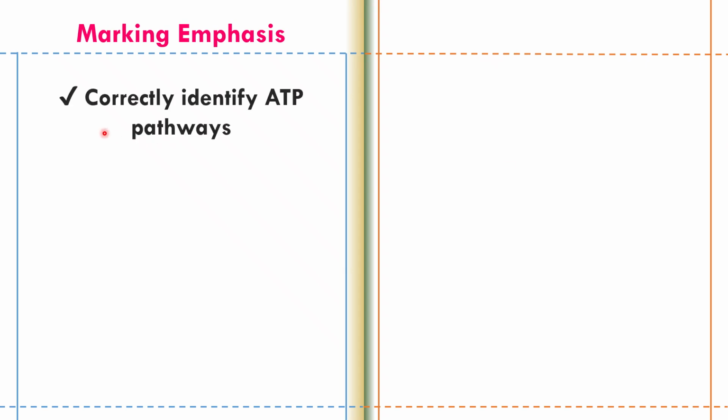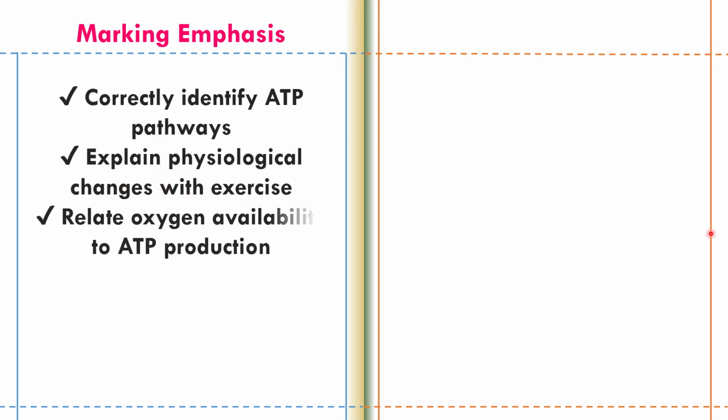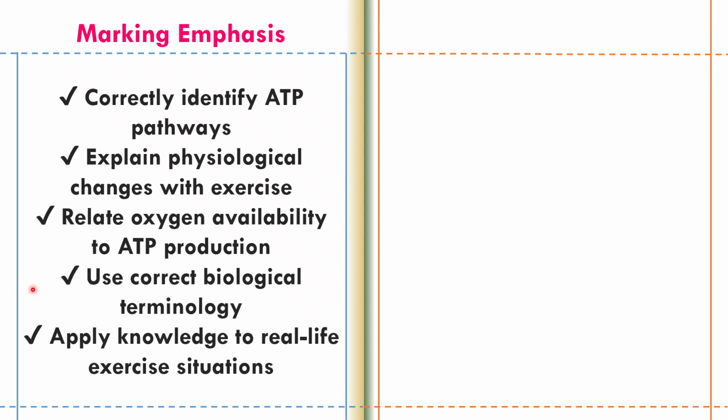Marking emphasis. Correctly identify ATP pathways. Explain physiological changes with exercise. Relate oxygen availability to ATP production. Use correct biological terminology. Apply knowledge to real-life exercise situations.